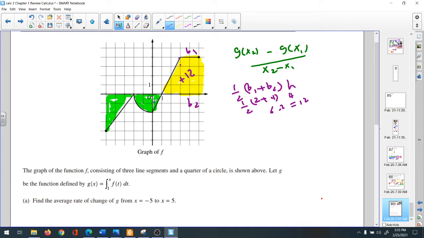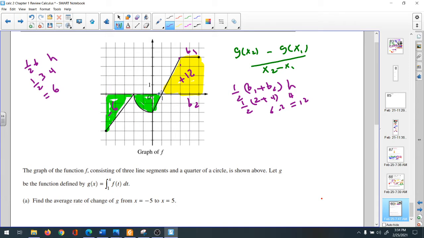Here we have 3 parts under the x-axis, all negative. Let's calculate the first one. It's a triangle, so the area is half base times height. Half times the base, which is 3, times the height, which is 4. 3 times 4 is 12, divided by 2 is 6. So this area is 6, but it should be -6 because it's under the x-axis.